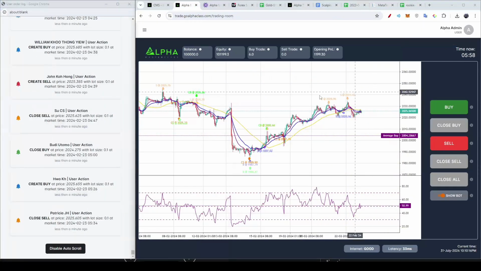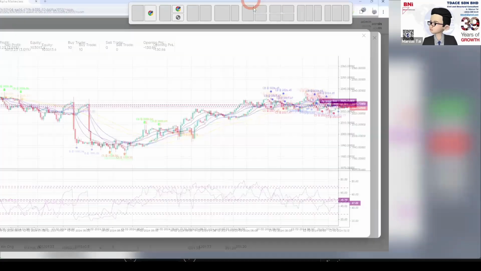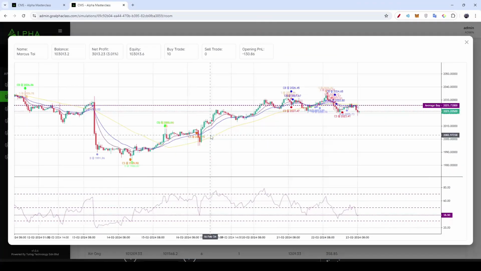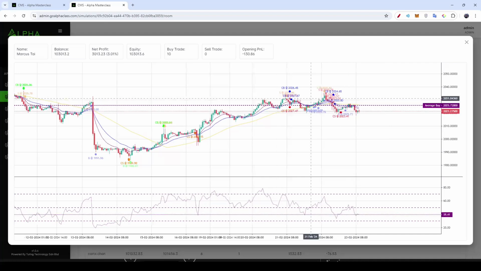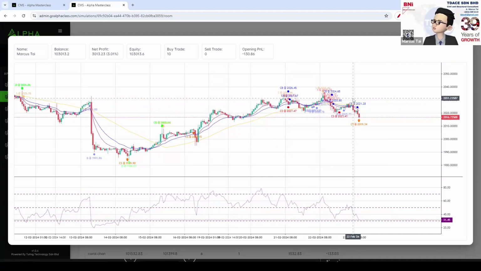Only one buy? Only one buy. Because the yellow line is still above, just now I saw. Meaning take it slow and easy. Not there yet. Yeah, I think close everything. Wait for the opportunity to go in.